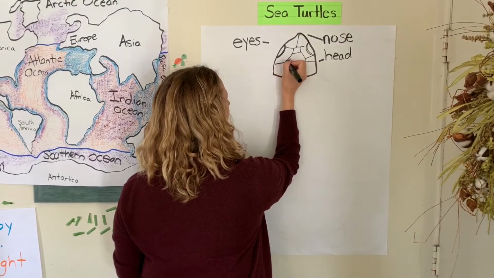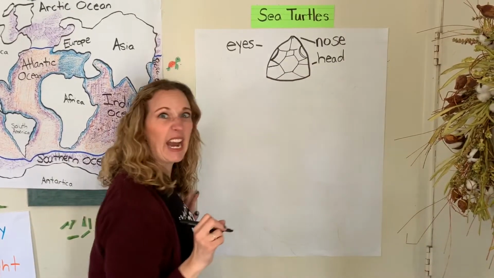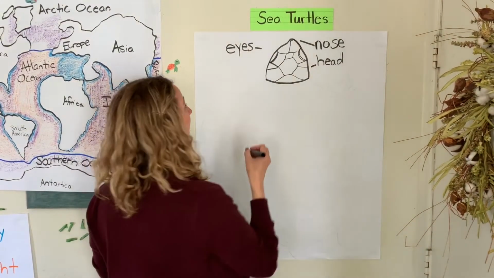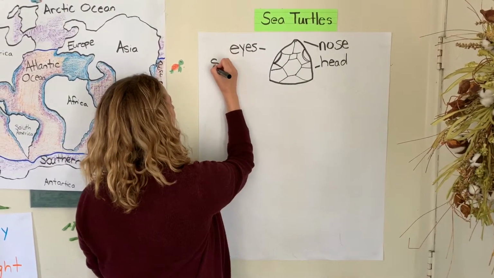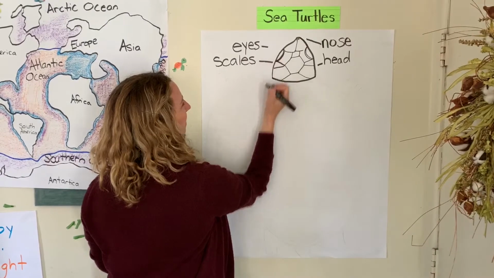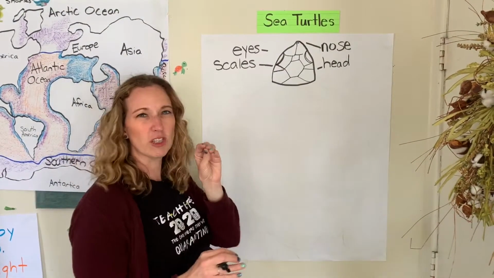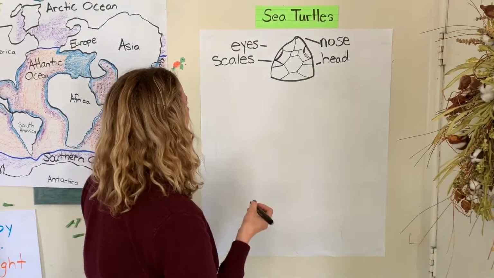So sea turtles are the oldest reptile. They've been around since dinosaurs. They've been around a very long time. They have scales. Let me write the word scales. And that makes their skin feel a little bit bumpy. Okay, and it's also usually thick and kind of rough feeling.